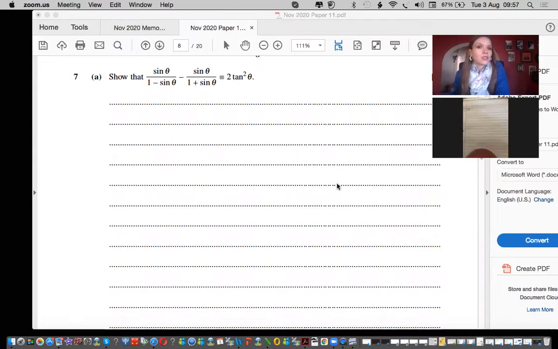Trig. Show that. So it's an identity. I normally suggest with identity, you separate them from birth so that you're not tempted to bring things over. Let's just copy down the left-hand side for now. So we've got sine theta over 1 minus sine theta over 1 plus sine theta. That's your left-hand side. The right-hand side, I'm just going to quickly copy it there.